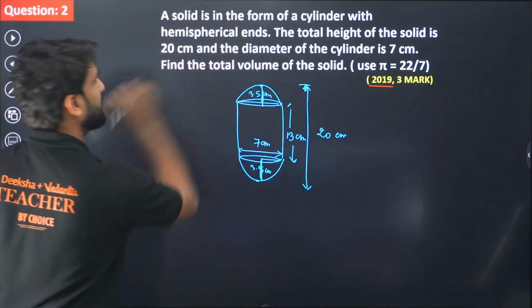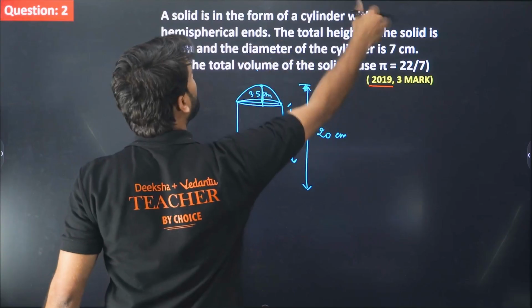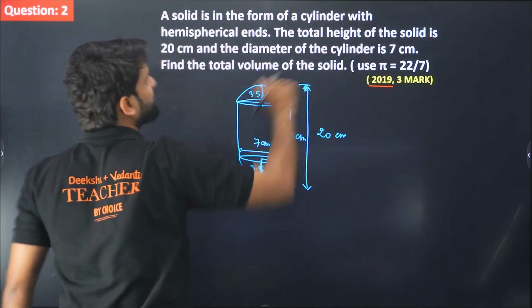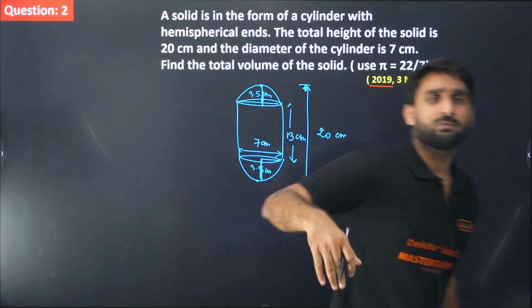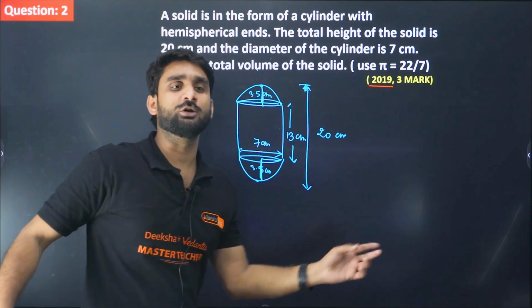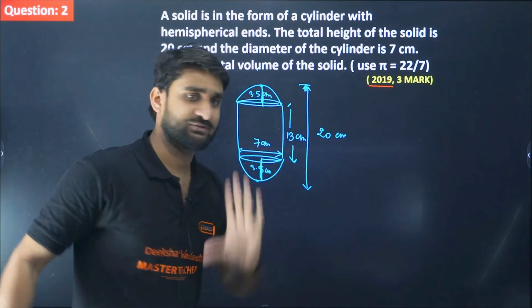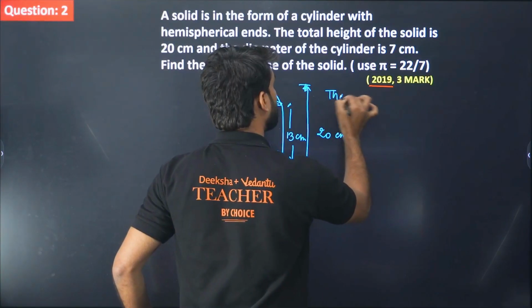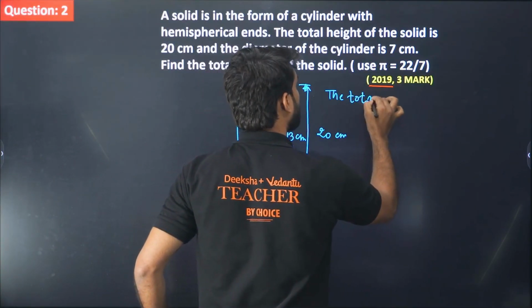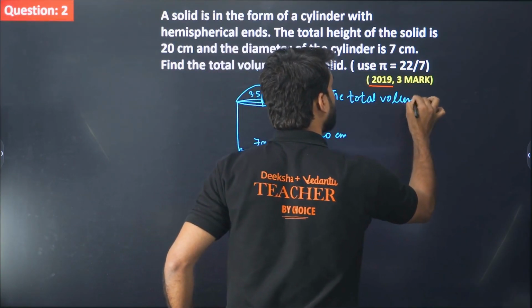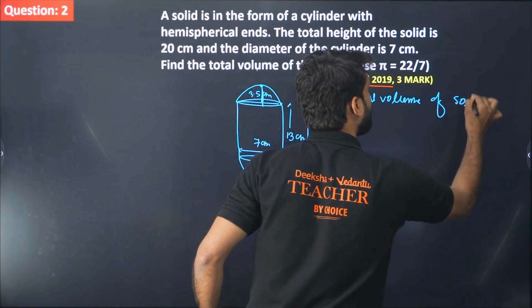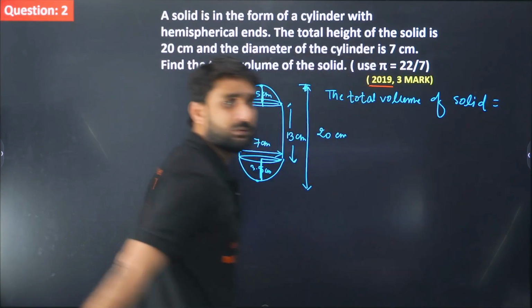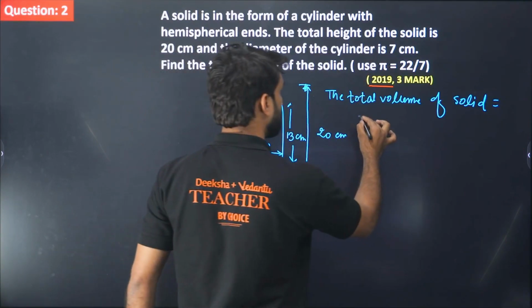Right, now solve the question here. We have to find the total volume of the solid. So what will be the total volume? The volume of cylinder plus volume of hemispherical ends, right? So we can write here the total volume of solid will be equal to what? Volume of cylinder.